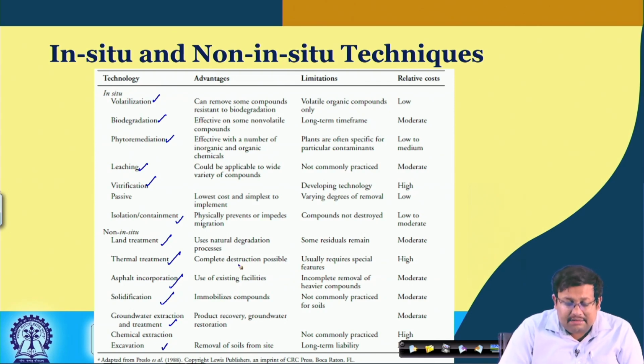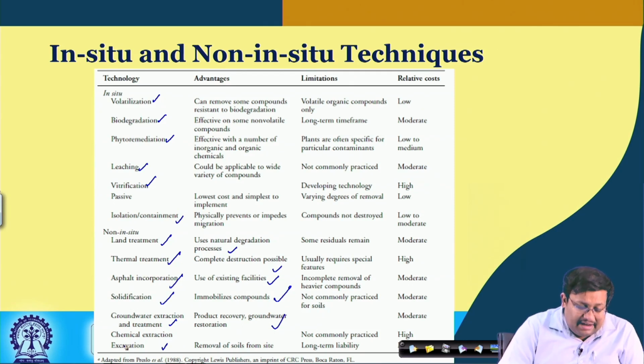So, if we summarize, we can see that the advantage of land treatment is basically the natural degradation process, and thermal treatment is very helpful because it ensures complete destruction of the contaminants. In case of asphalt incorporation, it is the use of existing facilities, so it is helpful. In case of solidification, it helps by immobilizing the compounds. In case of groundwater extraction and treatment, it helps in product recovery and groundwater restoration. And finally, in case of chemical extraction or excavation, it is basically the removal of the soil from the site.